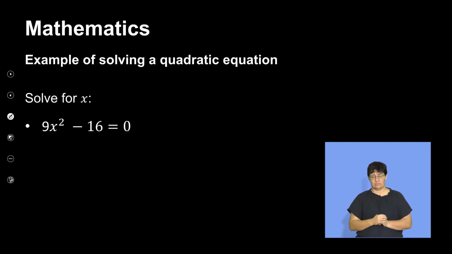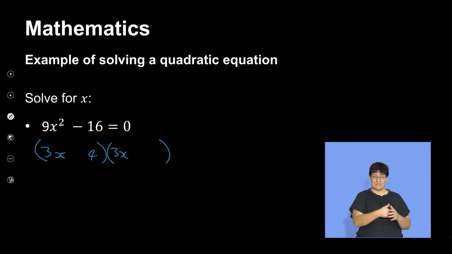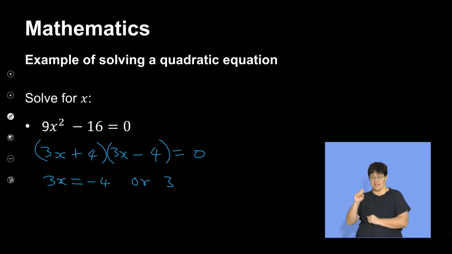Now, with the second example, the coefficient is also a perfect square. It becomes 9x squared minus 16. The factors of 9x squared are 3x and 3x. The factors of 16 will be 4 and 4. Remember, it must be plus and minus in the two brackets equal to 0. You solve for x here, it becomes 3x is equal to minus 4, or 3x is equal to positive 4.